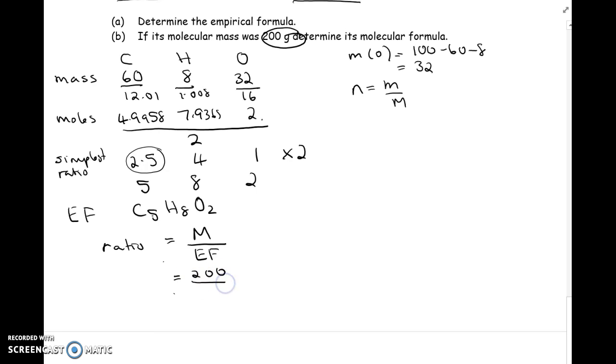So now we need to go through and add up the empirical formula. So we've got 5 times 12.01, add 8 times 1.008, add 2 times 16, which comes out to 100.114. So this gives us a number of about 2. So now to work out the molecular formula then, it will be equal to 2 times 5, so C10, 2 times 8, which is H16, 2 times 2, O4.